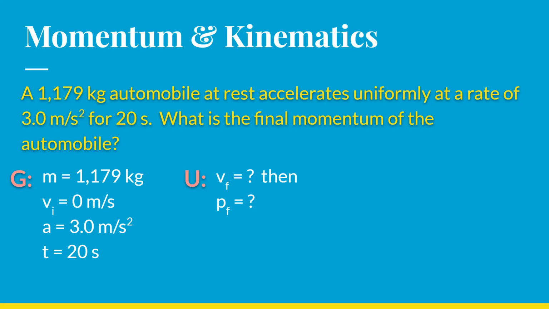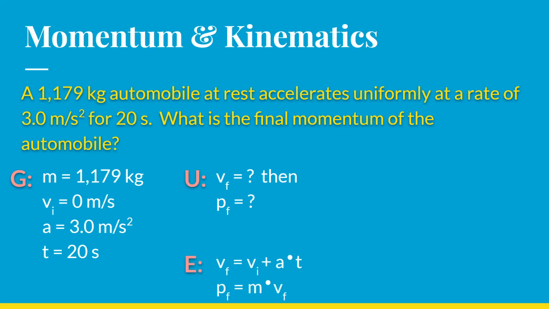But in order for me to figure out my final momentum, I need to know my final velocity, because momentum is mass times velocity. And I've given you information here because I told you the acceleration and the time and the initial velocity. I've given you information that you can use to solve for VF, and then we can do a second step to find that final momentum.